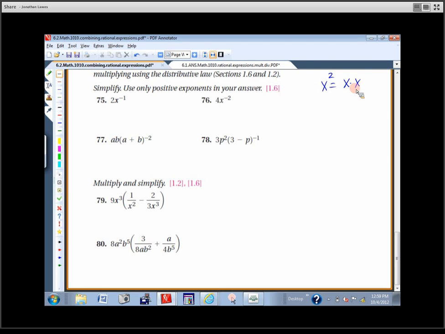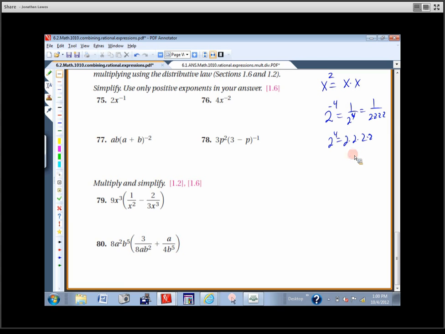If I wrote 2 to the negative 4, well, 2 to the 4th means 2 times 2 times 2 times 2, 4 of them, right? What does the negative mean? It means reciprocal. It means we're going to flip that over, take it from top to bottom or bottom to top. So this means 1 over 2 to the 4th. So this would be 1 over that same expression that I was writing down here.